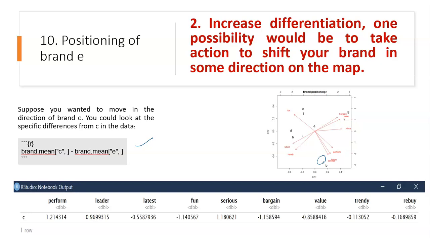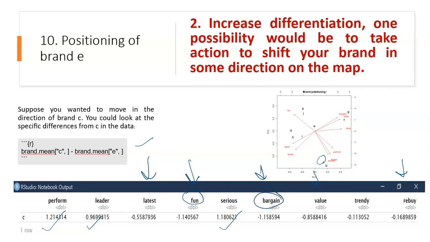And let's see, the output looks like this. So this output suggests that the positive value, that is brand C minus brand E, positive values indicates that C is high on performance, C is high on seriousness, and C is also high on leader. Whereas E is high on latest, E is high on fun and bargain, value and rebuy. But E is highest on bargain and after that fun.